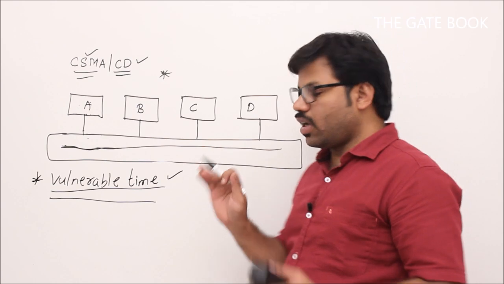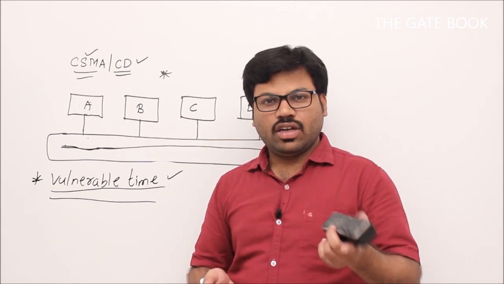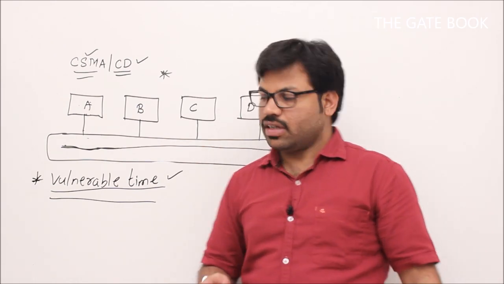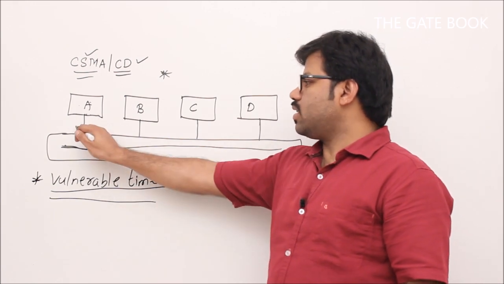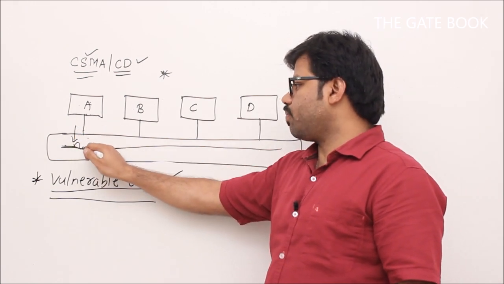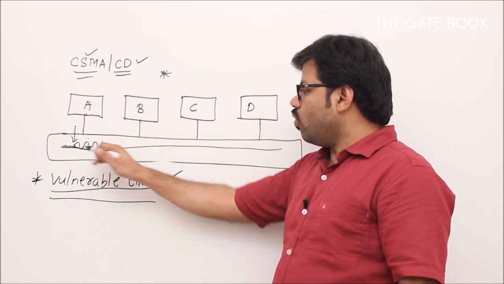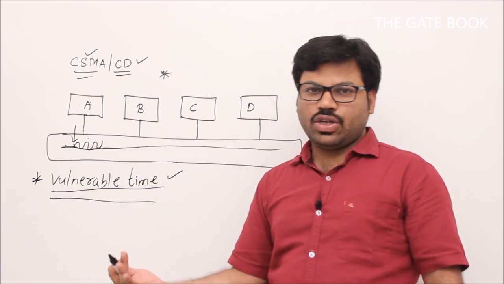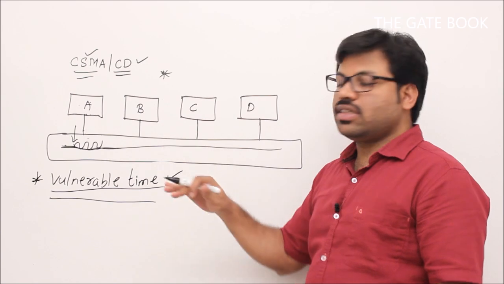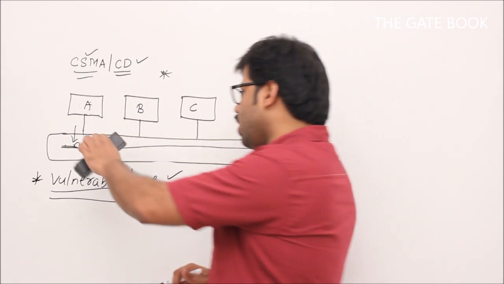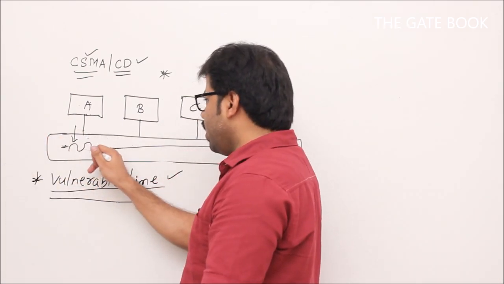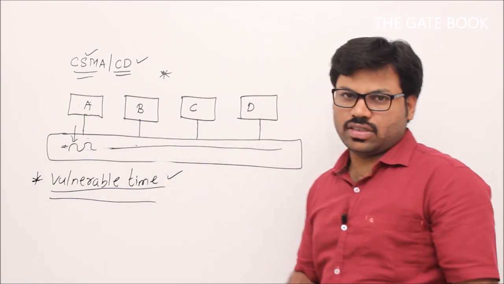Try to understand what vulnerable time is. Automatically you will get why propagation delay is important here. So what is vulnerable time? For example, let's say station A started sending the data. After that, what is the remaining duration of time where no station should send data? Let's say A started sending the data. If B sends immediately, there is a collision.